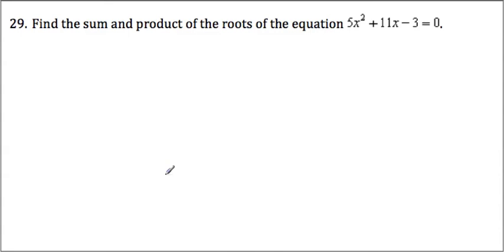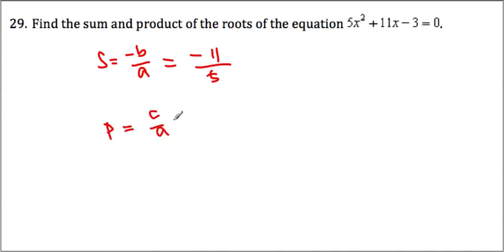Now find the sum and the product. So how do you find the sum? Sum is negative b over a. Then negative b value is equal to 11. A is equal to 5 here. So negative 11 over 5. How about the product? Product is c over a, which will be equal to negative 3 over a, which is equal to 5. And that's it.